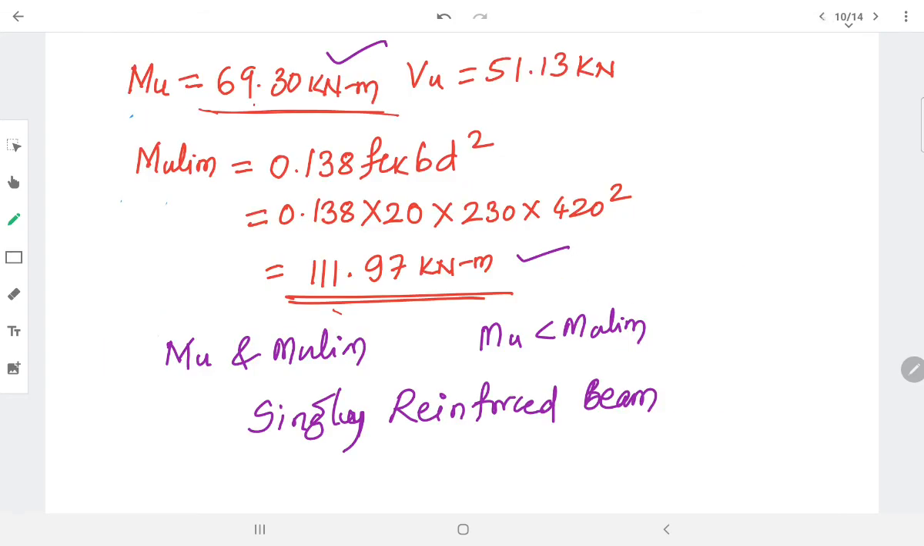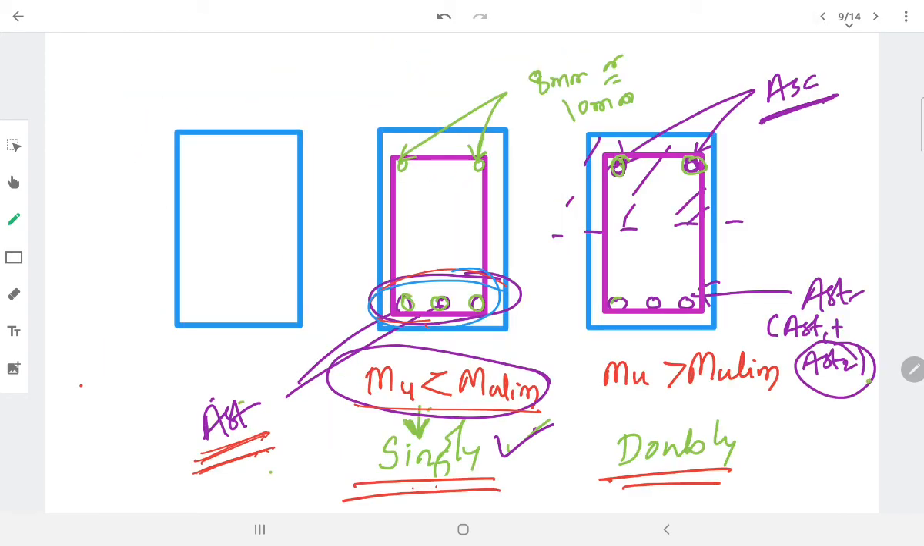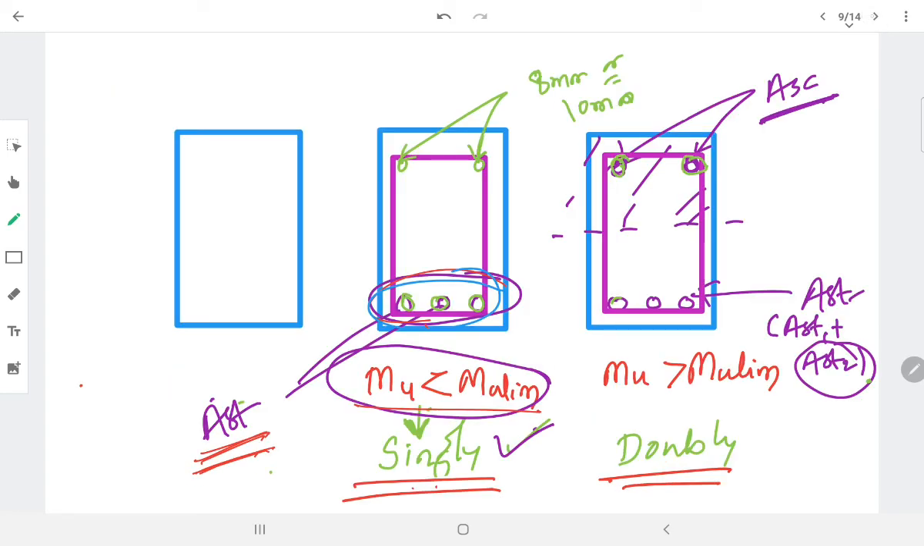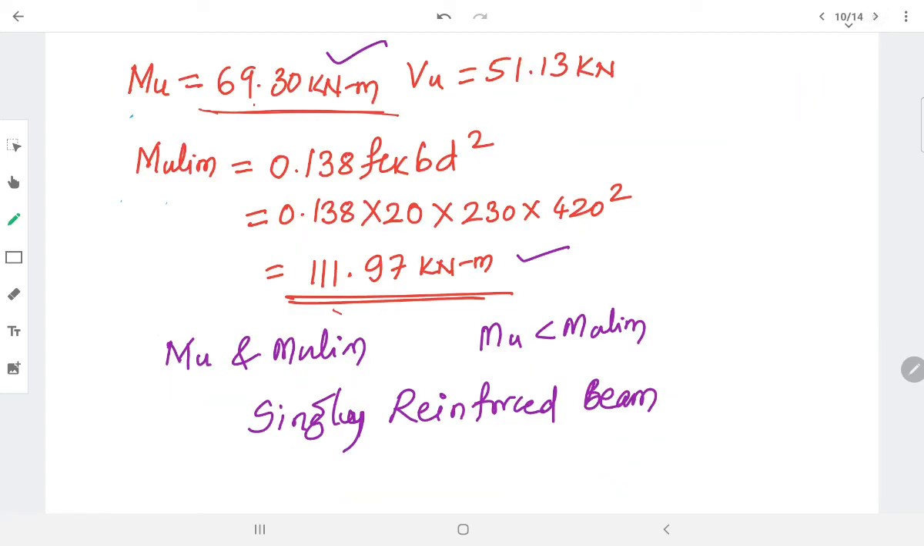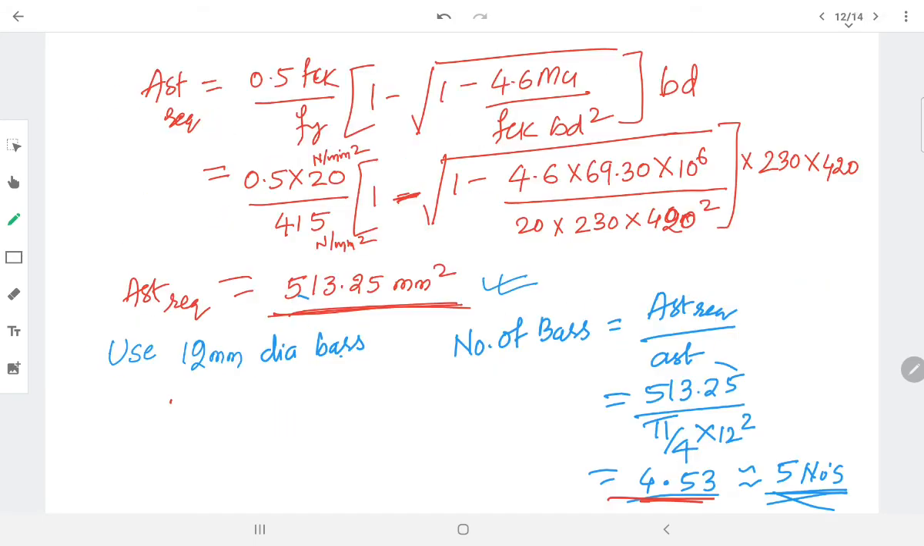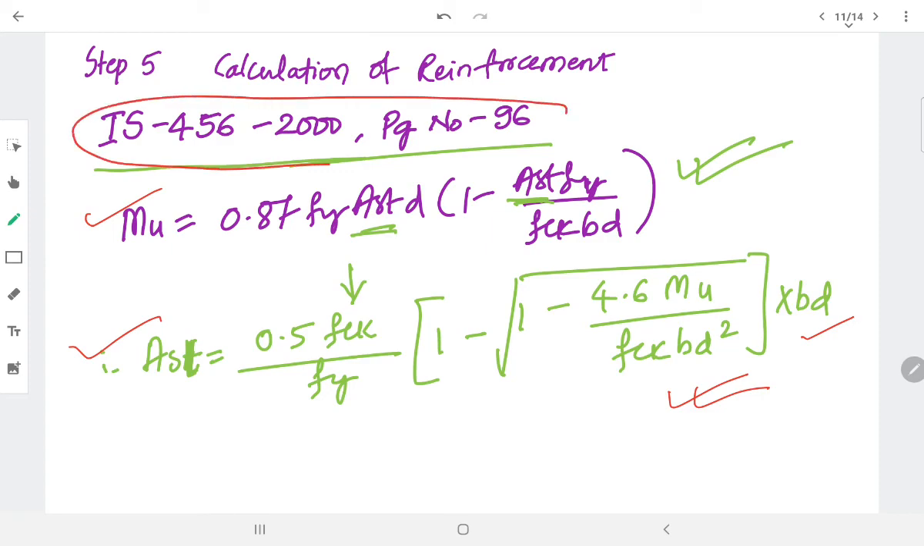I think you understood what exactly the singly and doubly reinforced beam is, as well as what is mu and mu limit. Why it is required, how the singly and doubly get differentiated, and if it is singly, how to calculate the moment and moment of resistance, and how to judge whether it is singly or doubly, as well as how to calculate the reinforcement. And provision of the code is quite important.